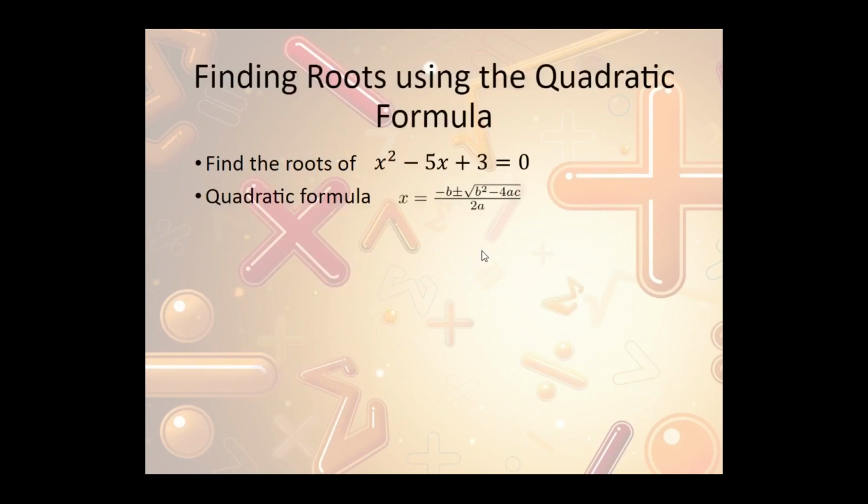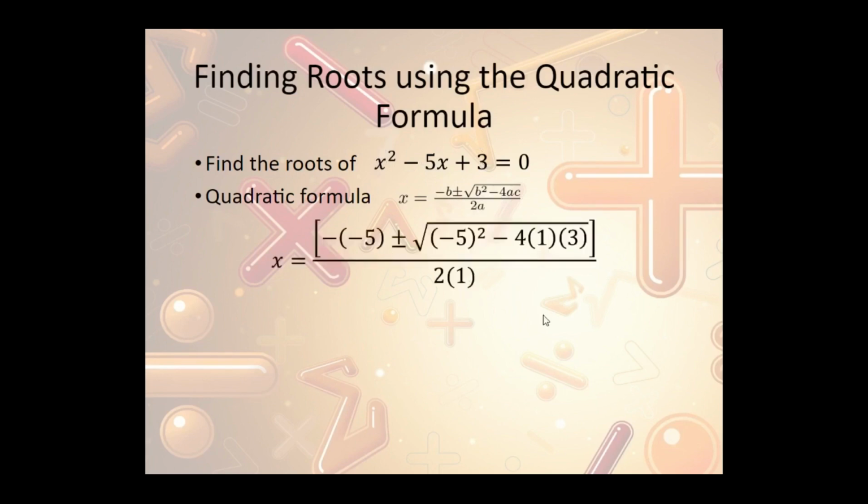Okay, so let's take a look here. We're given x squared minus 5x plus 3 is equal to 0, and we're asked to use the quadratic formula. So we're going to plug in. Negative b, so that becomes negative negative 5, which is positive 5, plus or minus the square root of negative 5 squared minus 4 times a, which is 1, times c, which is 3, over 2 times a, which is 1. And we end up with this. So all I did was plug into the formula.